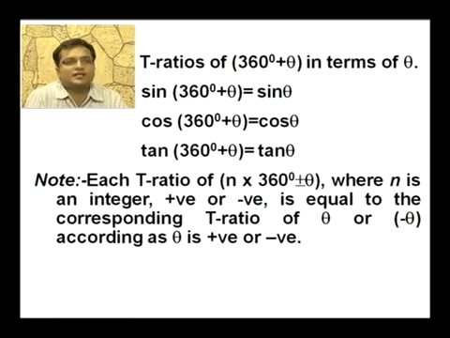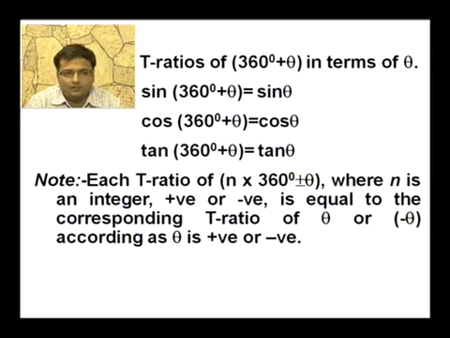And the last is trigonometry ratios of 360 degree plus theta in terms of theta. 360 degree plus theta means 360 means one round is complete for all four quadrants, and theta will lie again in the first quadrant. So sin 360 degree plus theta is equal to sin theta, and cos of 360 degree plus theta is equal to cos theta, and tangent of 360 degree plus theta is equal to tangent theta.